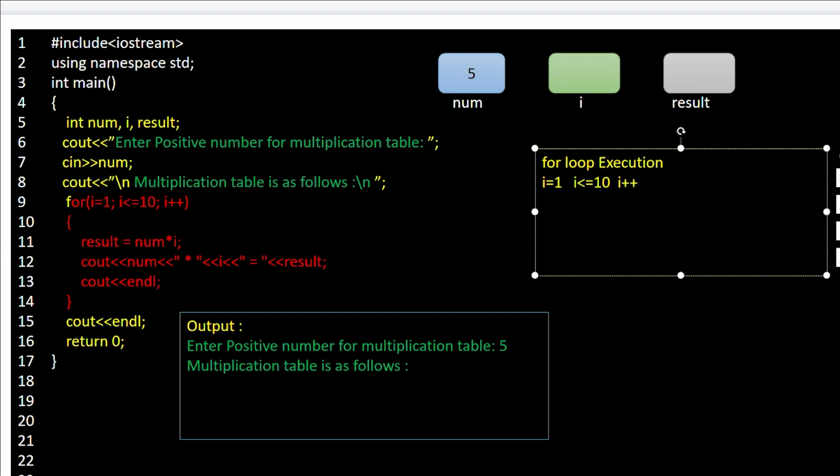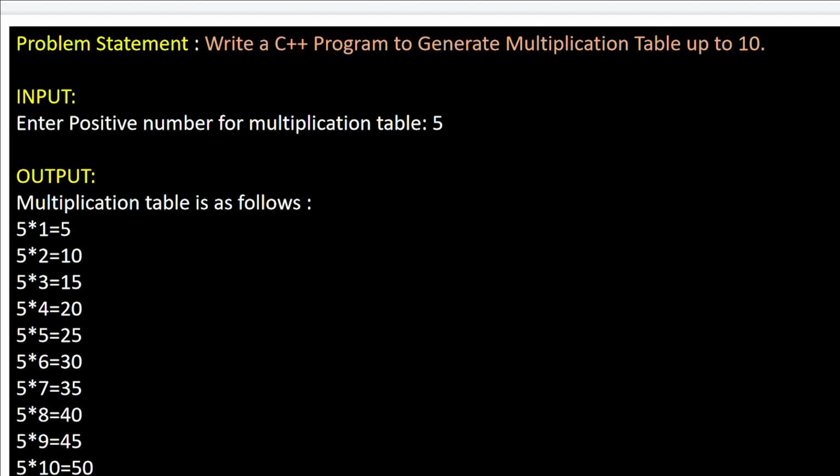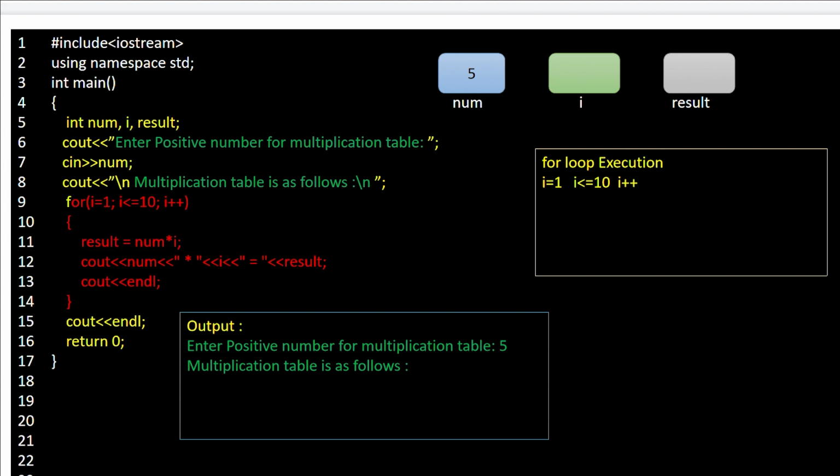Okay, so first of all here result is equal to num into i. As we have seen, result is equal to num into i. So the same logic we have written over here. Now first of all we are going to check the condition. Here we are getting our variable, that is i. So i is equal to 1. We are going to check the condition: is 1 less than or equal to 10? Yes, our condition is true.